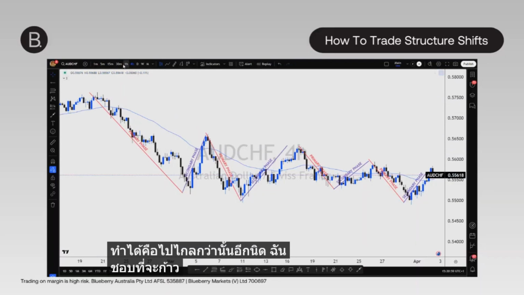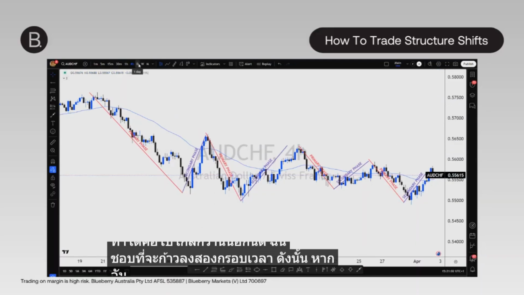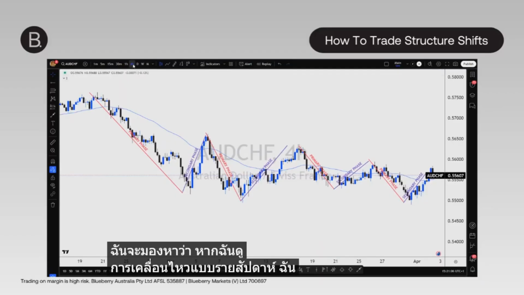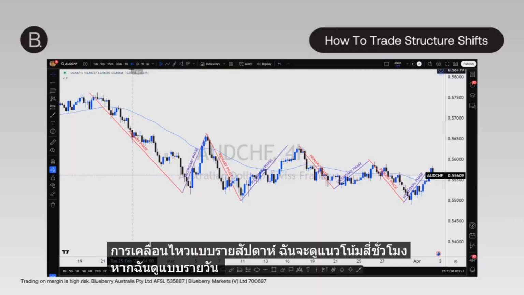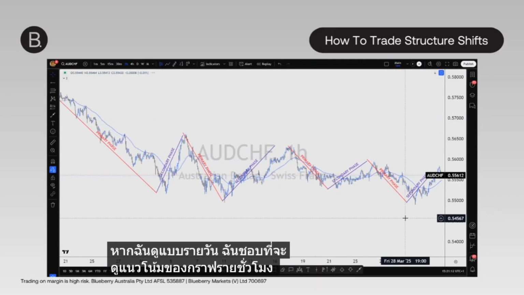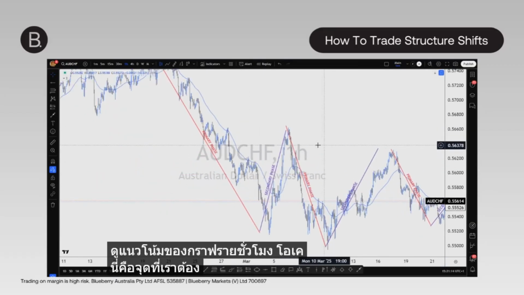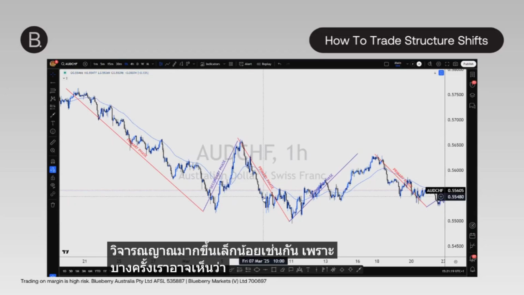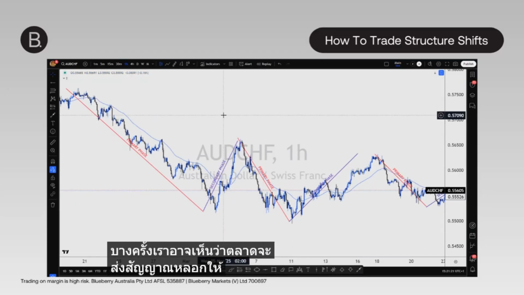I like to step 2 time frames down. So if I'm trading the weekly, if I'm looking at weekly moves, I'll be looking at 4-hour trends. If I look at the daily, I like to look at the hourly chart trend. Okay, so this is where we need to add a little bit more discretion in as well, because we can see sometimes that the market will give us false signals.